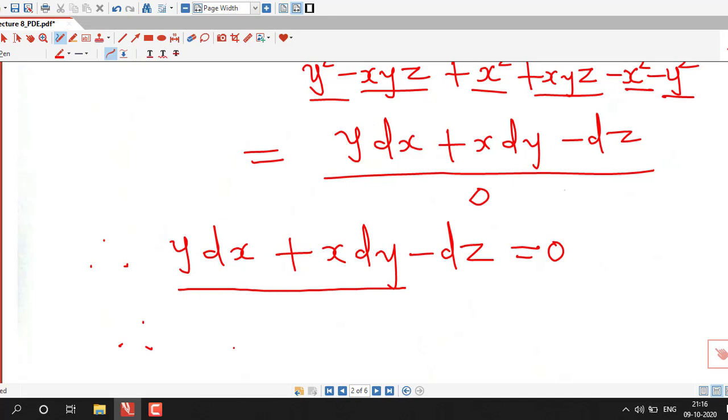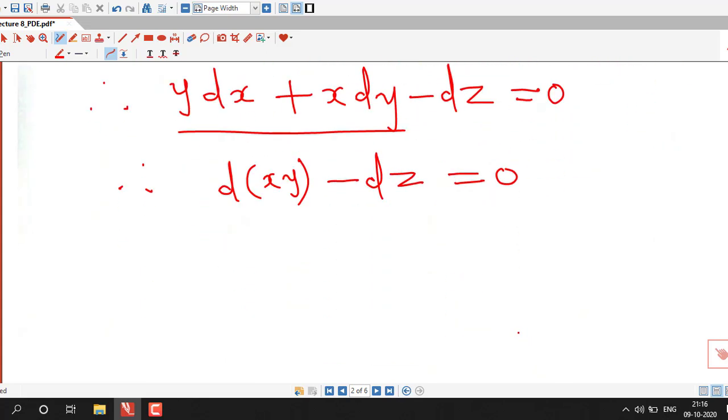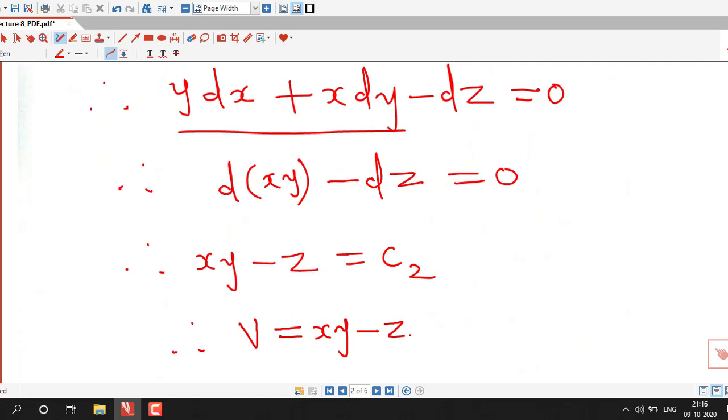Now this is nothing but the differential coefficient of x into y. So d of xy minus dz equal to 0. And if we integrate, we obtain x into y minus z equal to c2. So therefore, the second integral of the auxiliary equations is v equal to x into y minus z equal to c2.